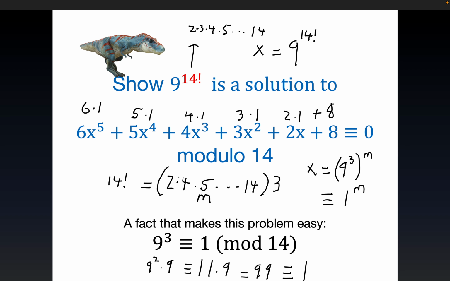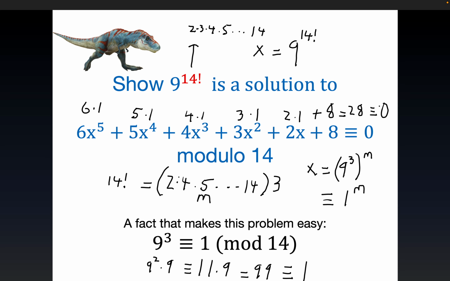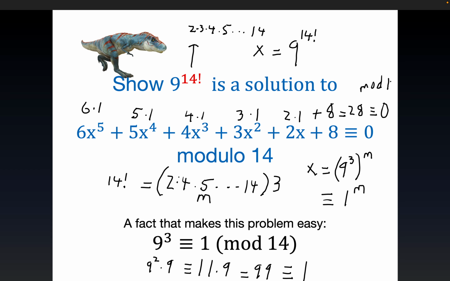Now what is this, folks? This adds up to 11, 15, 18, 20, 28. But 28 is a multiple of 14. It's 2 times 14. So 28 is congruent to 0, and of course we are talking mod 14 here. So that does it. That's the proof of this.